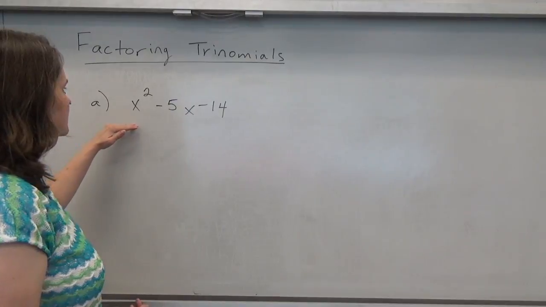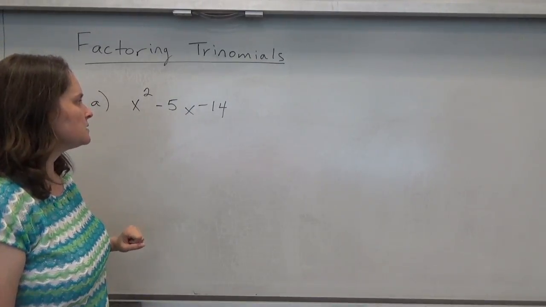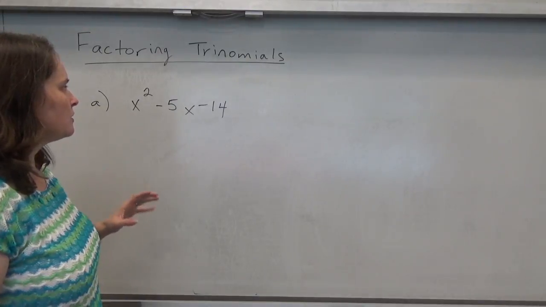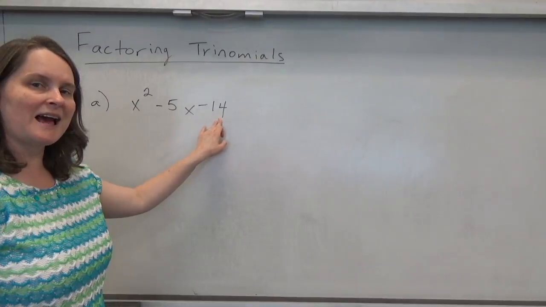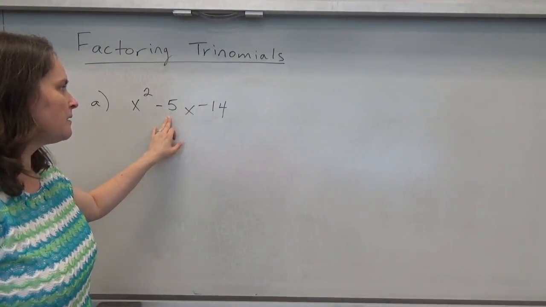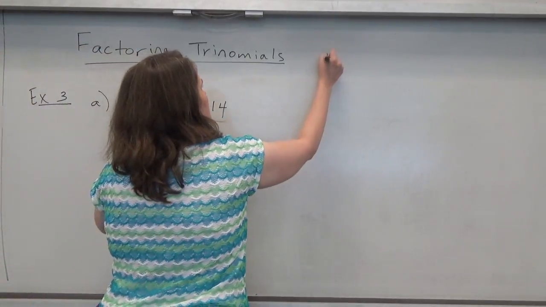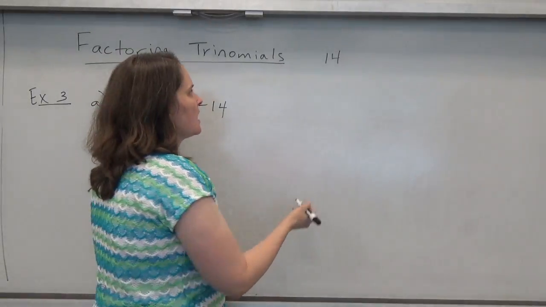So let's find a way that we can write this with 4 terms. In order to do that, we want to find a pair of numbers that will multiply to give us negative 14, but they need to add to give us the negative 5 that we see in the middle. So if we think about factors of 14, okay, let's just think about the 14 and then we'll decide how to handle the signs.